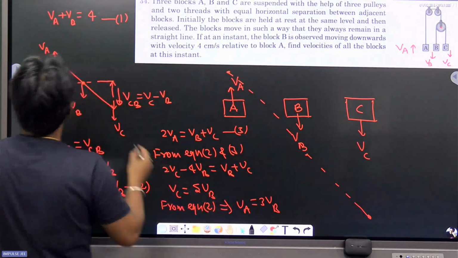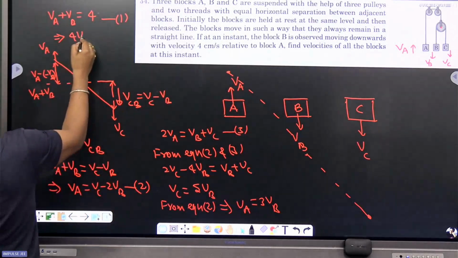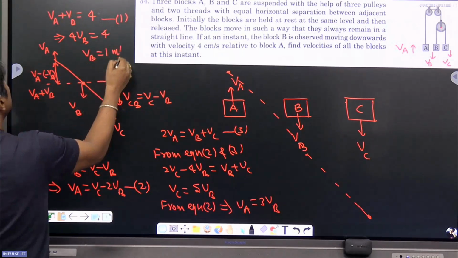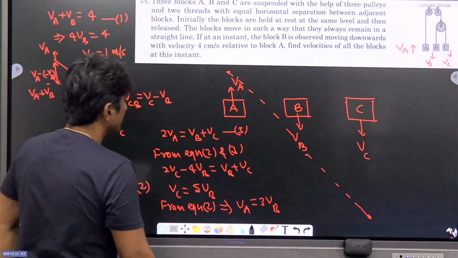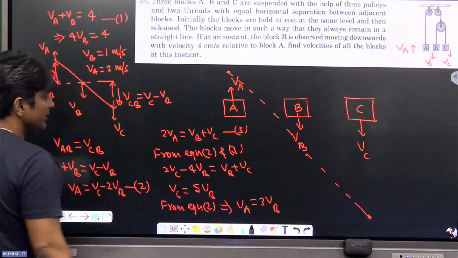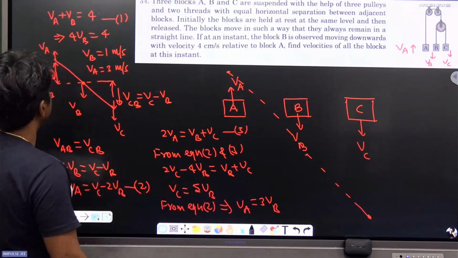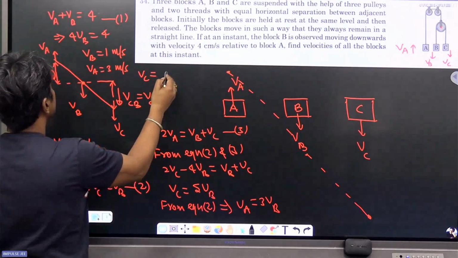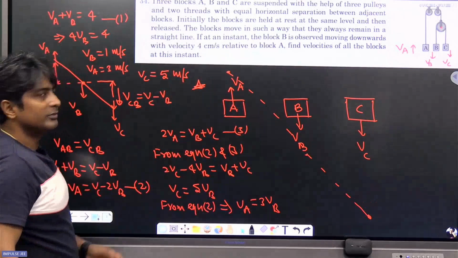Now if we substitute the value of VA in equation 1, we get 4VB is equal to 4, meaning VB is coming 1 centimeter per second. And VB is 1, meaning VA is coming 3. And then VC will be 5 times VB, meaning VC is coming 5 centimeter per second. So this is the answer.